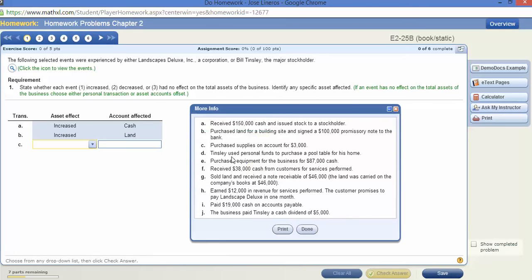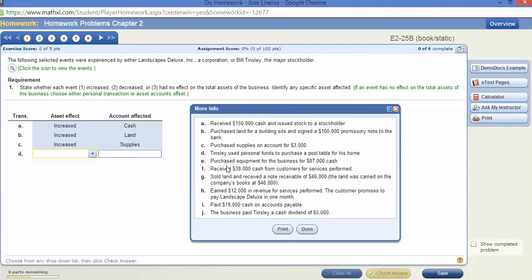Let's go to the third one. Purchase supplies on account for $3,000. On account, remember, means on accounts payable. So we're going to have more supplies. We're not going to pay with cash. We're going to pay on account, on accounts payable, for $3,000. Accounts payable is a liability, but the supplies account is going to go up. So as far as analyzing total assets, total assets are going to go up, and of course the account that goes up is the supplies account.